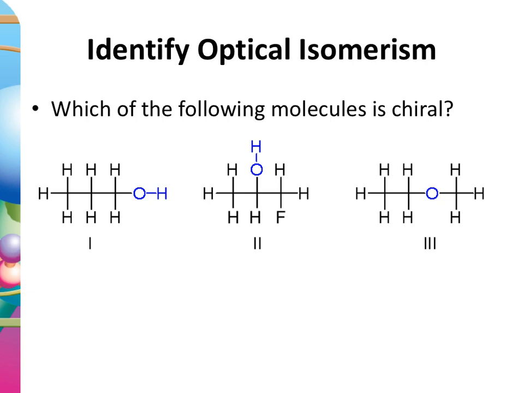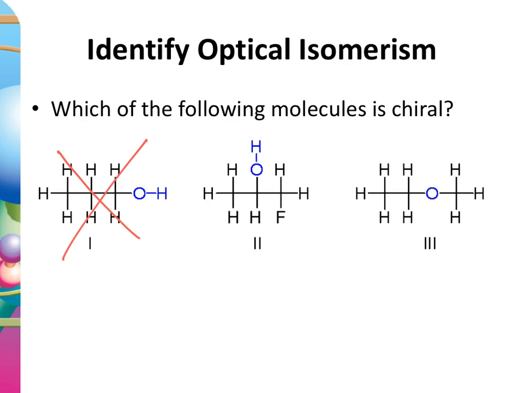Okay, if we look at the first molecule, we can rule this out straight away, because every carbon in that first molecule has at least two hydrogens attached to it, and if it has two hydrogens attached to it, that means it cannot have four different groups, because already two of them are the same. So we can rule out the first one straight away, because every carbon, there are only three, in that propanol has at least two hydrogens attached to it, so cannot be chiral.